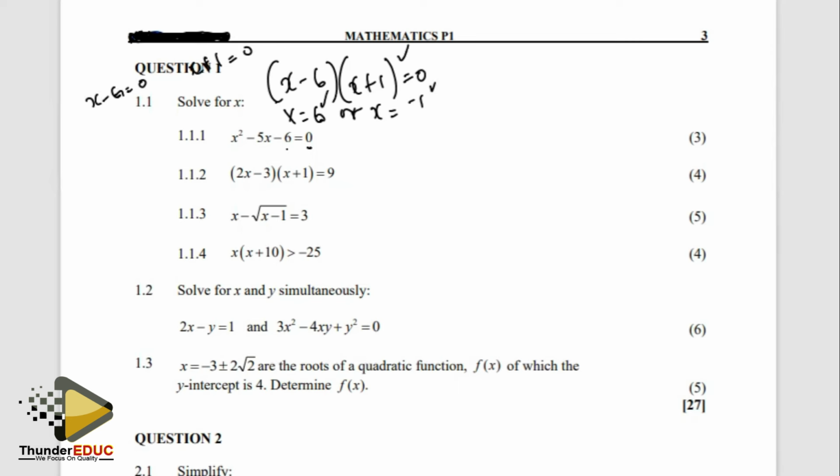Alternatively, if you're having issues with finding factors, you can still use the quadratic formula with a being 1, b being negative 5, and c being negative 6. You'll still end up with the same answer.